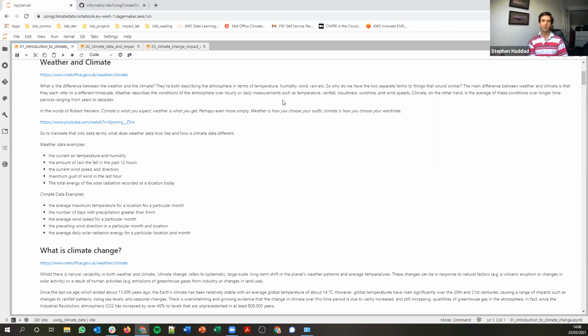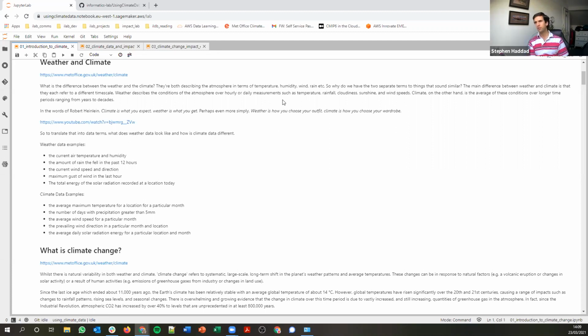One quite nice way of putting it, said by Robert Heinlein, was climate is what you expect, weather is what you get. Or perhaps even more simply, weather is how you choose your outfit, climate is how you choose your wardrobe. I think that's quite a nice illustration of the difference between weather and climate. And there are some links on here to various Met Office videos and other materials looking at weather and climate in more detail, so do feel free to read those later.